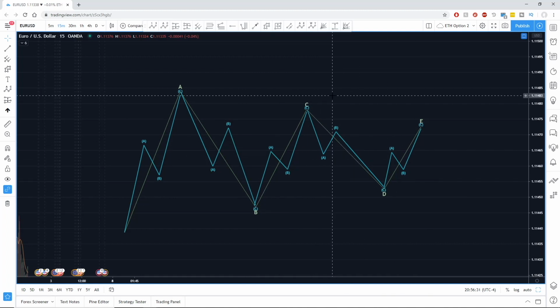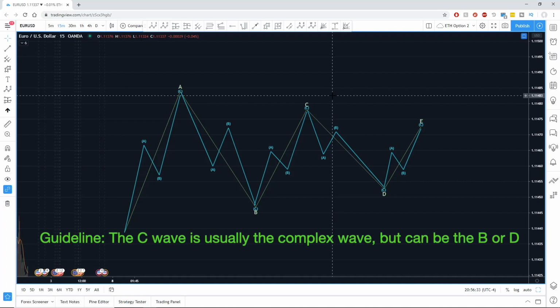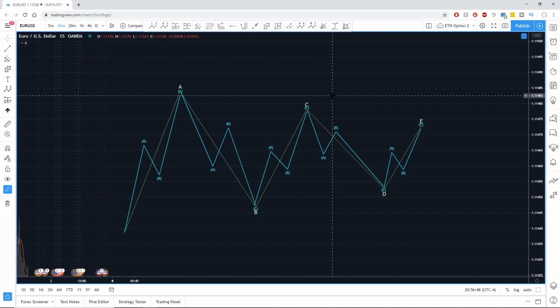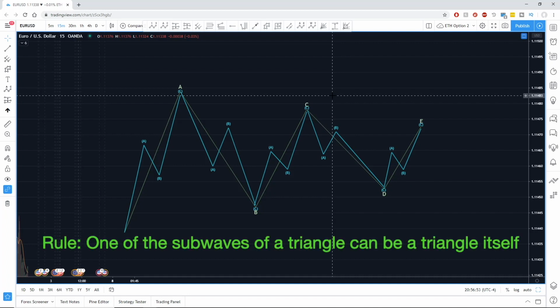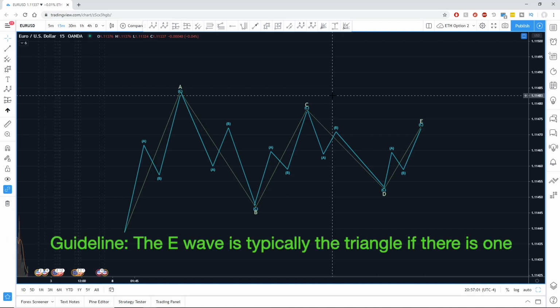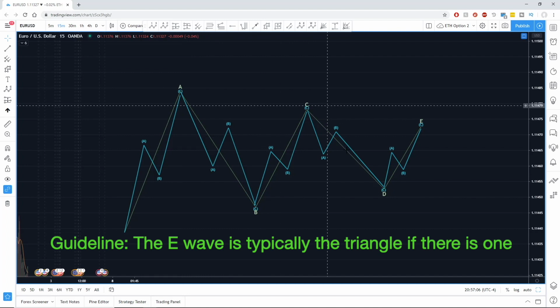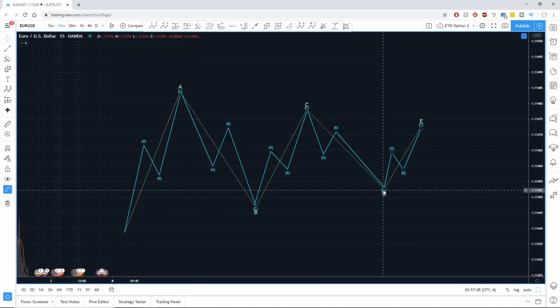When this does happen, it's usually the C wave of the triangle, but can also be the B or the D as well. And just to throw a bit more complexity into triangles, in a rare case, one of the subwaves of a triangle can actually be a triangle itself. This typically falls in the E wave. So you'll have your normal ABCDE structure, each made up of 3 waves, and wave E would come along and be made up of a 5-wave ABCDE triangle as well. So now the entire structure will be 9 waves instead of 5.